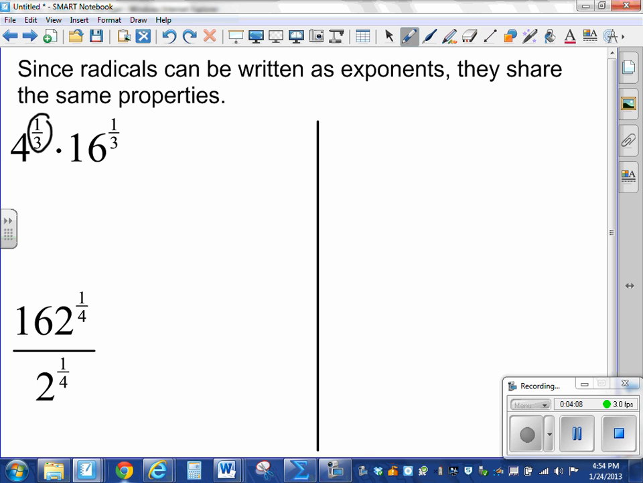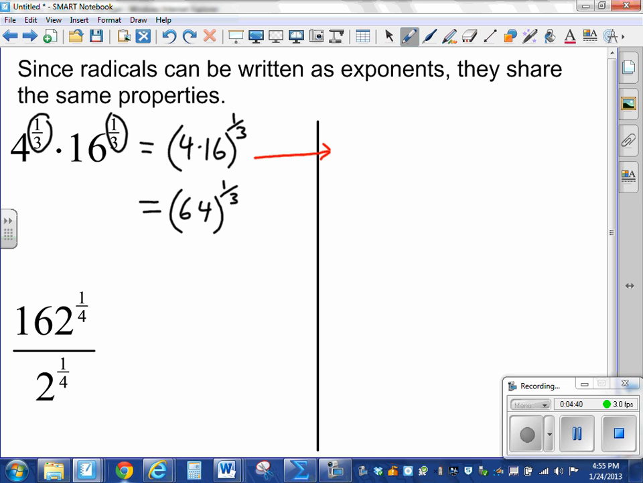With this one we noticed that they have the same exponents. So this can be turned into 4 times 16 to the 1/3 power. 4 times 16, 4 times 6 is 24, carry the 2, so it's 64 to the 1/3 power. Now, if you translate this into radical form, it would have been, at the very beginning, the third root of 4 times the third root of 16.